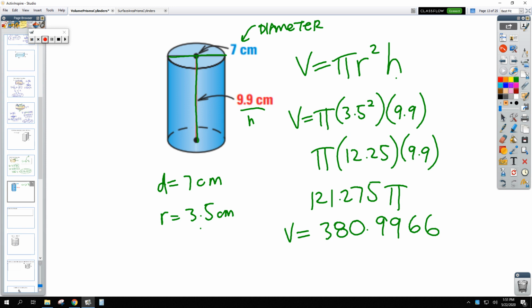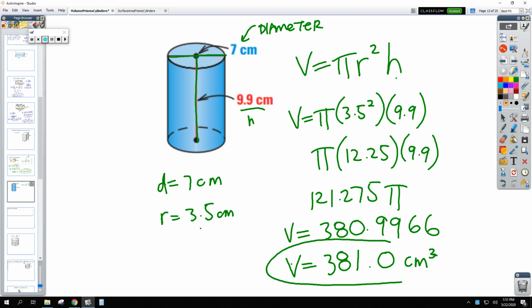380.9966. I'm writing this out so you could tell me, if I rounded this properly, what would the volume of this cylinder be? It would be 381.0. 381 what? Cubic centimeters. There you go. One more for you guys.